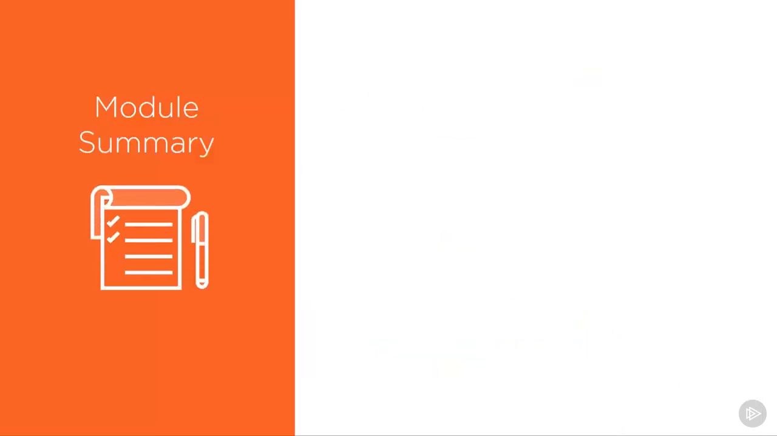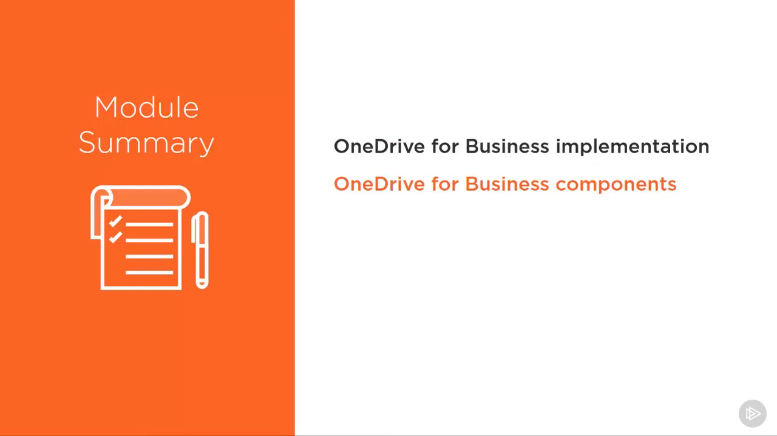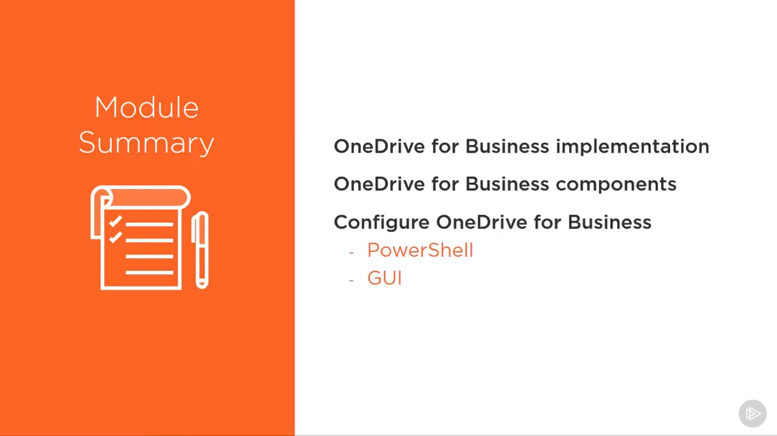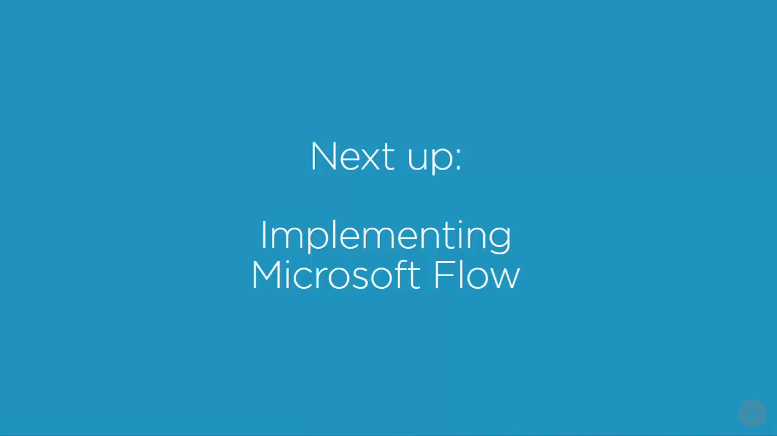In this module, we went through major topics regarding OneDrive for Business. First off, the OneDrive for Business implementation. Then we talked about the several components associated with OneDrive for Business. And then we looked at a couple different ways we can configure OneDrive for Business. One are the PowerShell commands, and the other is the GUI. In our next module, we're going to take a look at implementing Microsoft Flow.